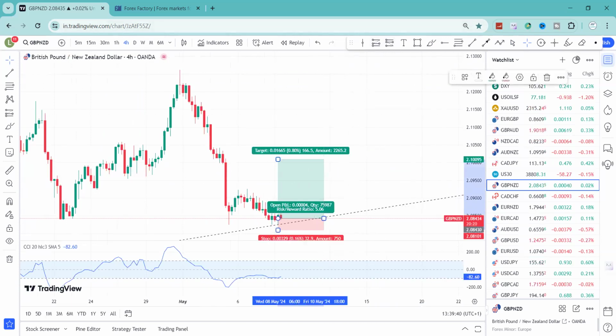You can find the parameters here. Probably pause the video to find them: the stop loss at 2.08101, the entry price at 2.08432, the final take profit at 2.10095. I mean, the stop loss is at 2.08101.